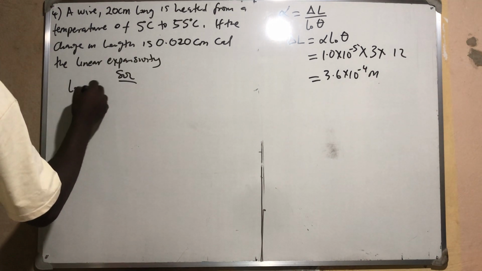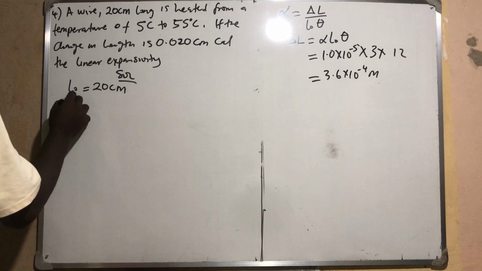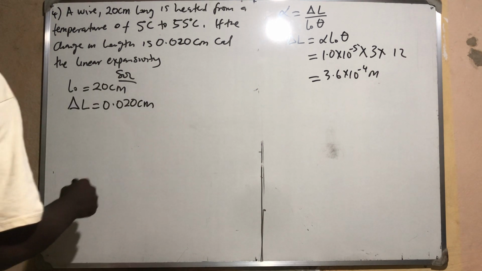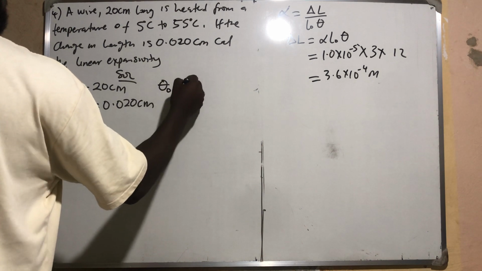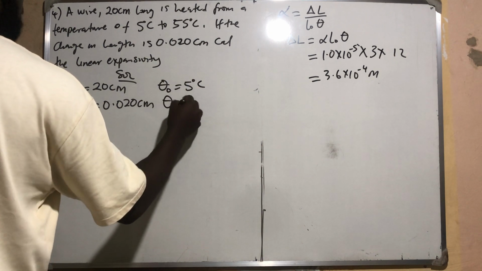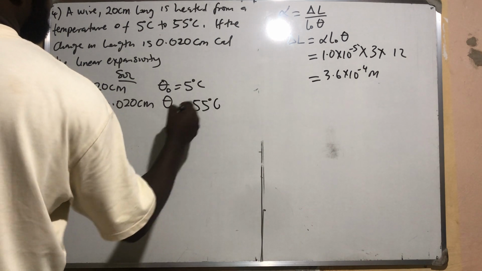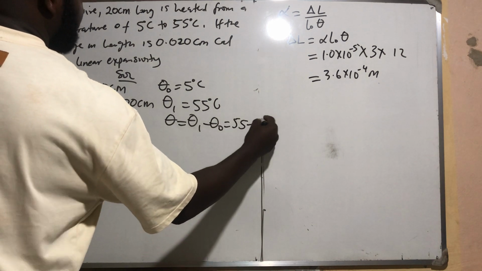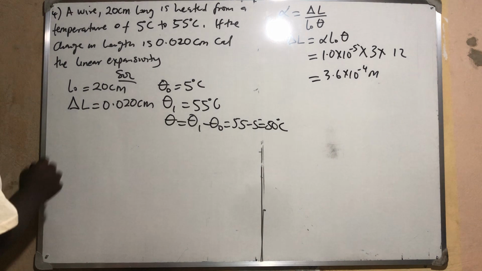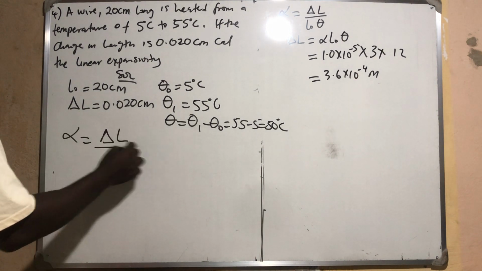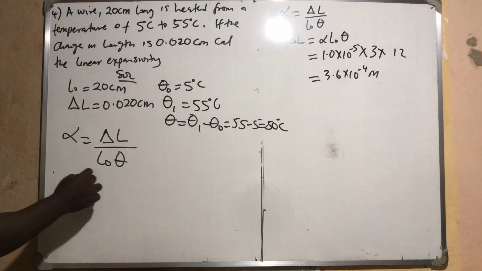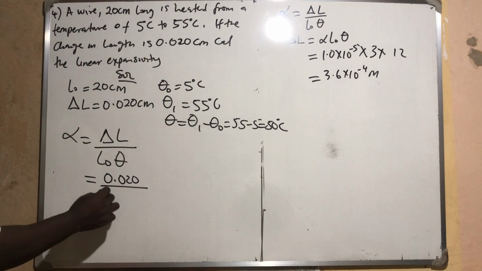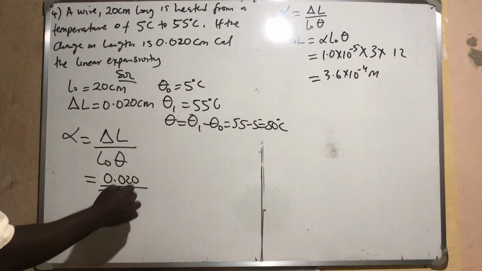So solution. The first thing they gave me is the original length, which is 20 cm. The next thing is the change in length, which is 0.020 cm. Theta 0 is 5 degrees Celsius and theta 1 is 55 degrees Celsius. So my theta is theta 1 minus theta 0, which is 55 minus 5, which is 50 degrees Celsius. I know that my linear expansivity is change in length over original length times change in temperature, which is 0.020 divided by 20 times 50.